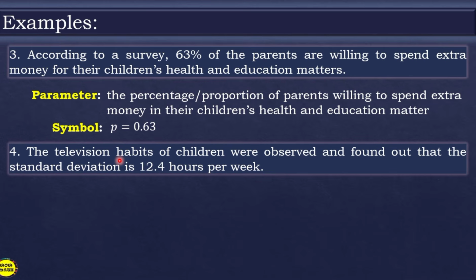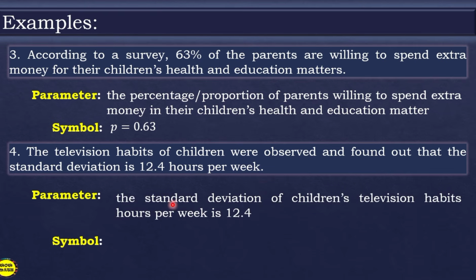Okay, number 4. The television habits of children were observed and found out that the standard deviation is 12.4 hours per week. So, what will be the parameters? Okay, yung parameter natin is the standard deviation of children's television habits hours per week is 12.4.